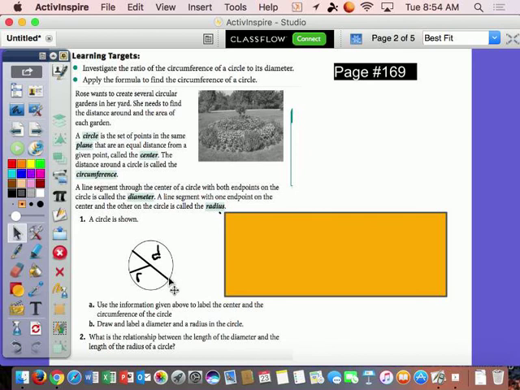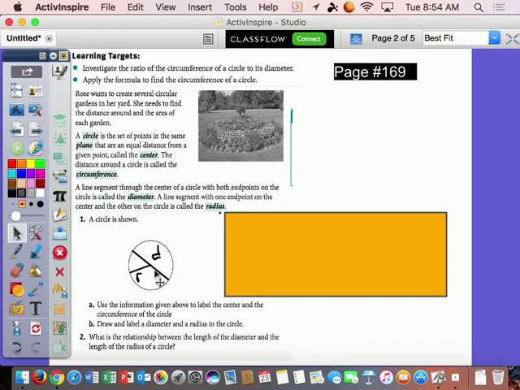So, diameter all the way across the circle, and it goes through the middle. Radius starts at the middle and goes to any side of the circle. All right? So, circumference obviously is round, and then the center is in the middle. Draw and label the diameter and the radius. So we got that. Center was in the middle. Circumference is around. Then it says, what is the relationship between the length of the diameter and the length of the radius? So think about that.